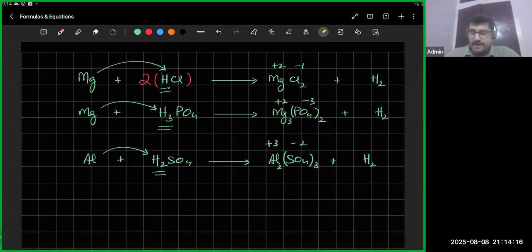Like when over here Al knocked out the H, and in this one Mg knocked out the H, it will produce H2 gas. It's not balanced.